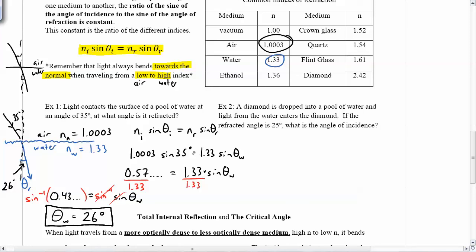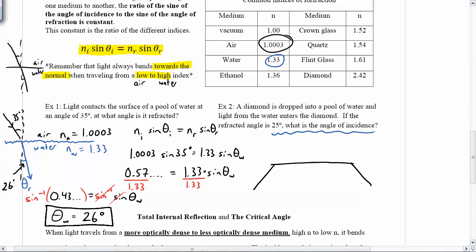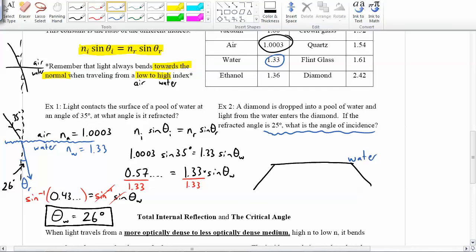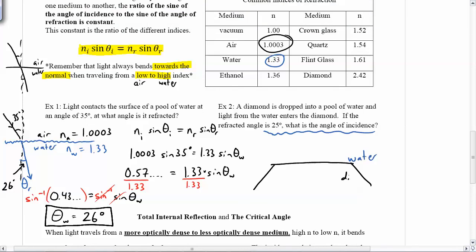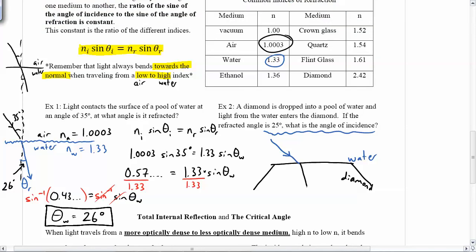Okay, a diamond is dropped in a pool of water, and light from the water enters the diamond. I've got this pretty diamond here, and it's sitting in a bunch of water. So on the top I have some water, and then I have my diamond. So I've got light traveling from the water. It hits my diamond, and when it hits it, it bends towards the normal.